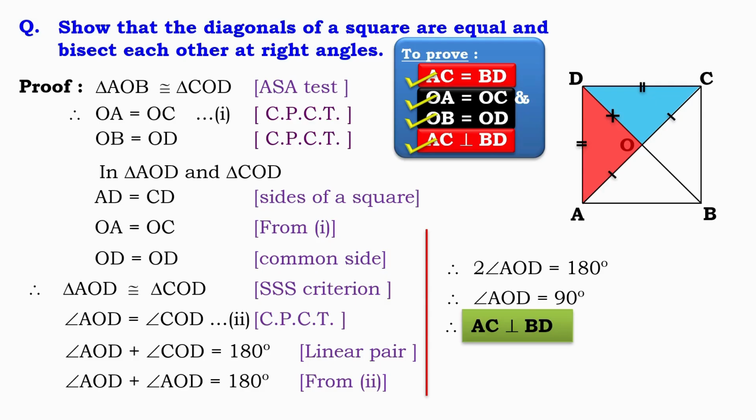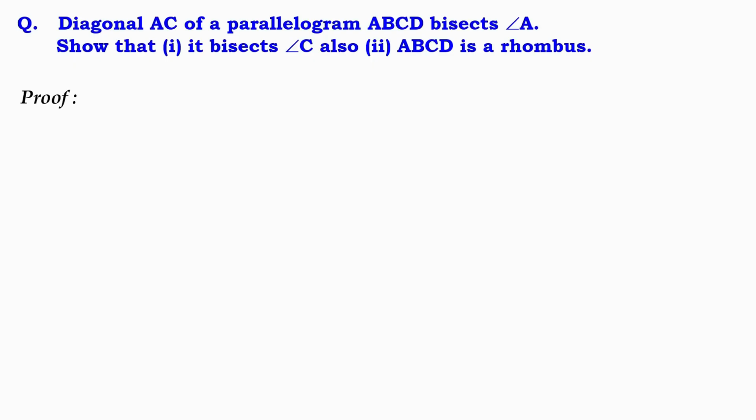Now coming to the next problem. Diagonal AC of a parallelogram bisects angle A. Show that it bisects angle C also, and ABCD is a rhombus. So what is given? A parallelogram ABCD where the diagonal AC bisects angle A. What do we need to prove? That it also bisects angle C and ABCD is a rhombus.